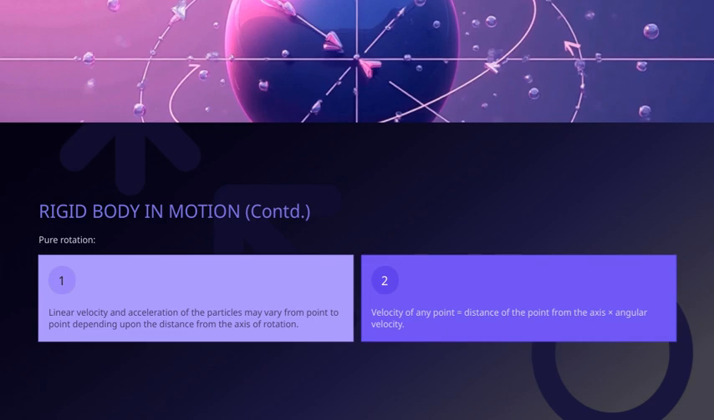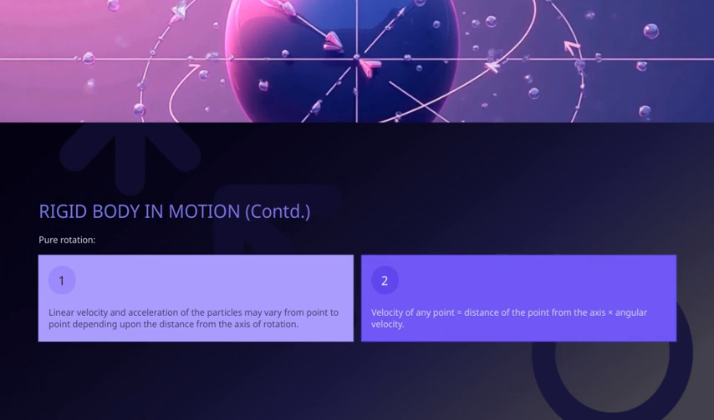Mathematically, we express this as velocity equals the distance from the axis multiplied by the angular velocity. This relationship is fundamental because it connects linear motion, how fast a point moves in a straight line, to the rotational motion of the entire body. It's also important to note that the linear velocity and acceleration can vary from point to point on the body, depending on how far each point is from the axis. So, points farther out will generally have higher velocities and accelerations compared to those near the axis.